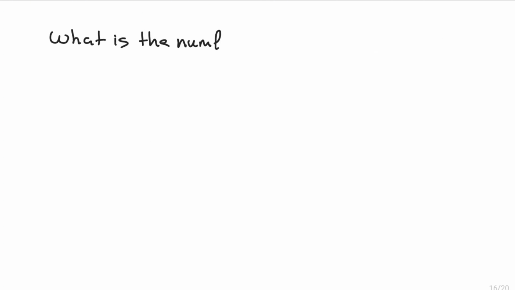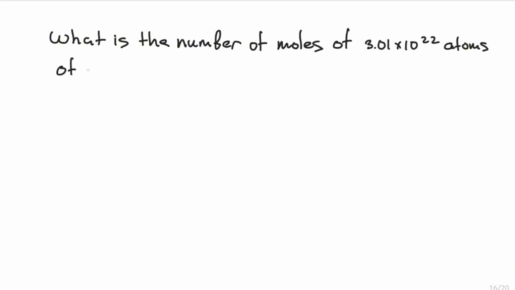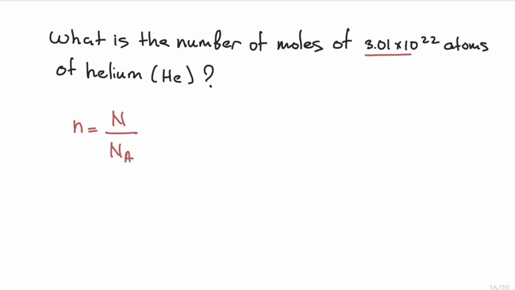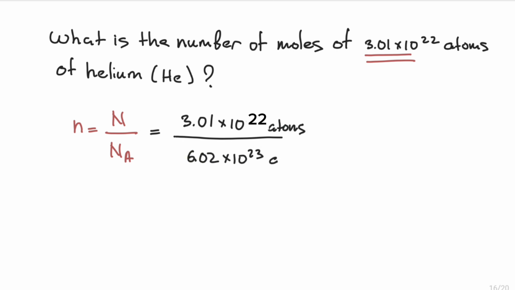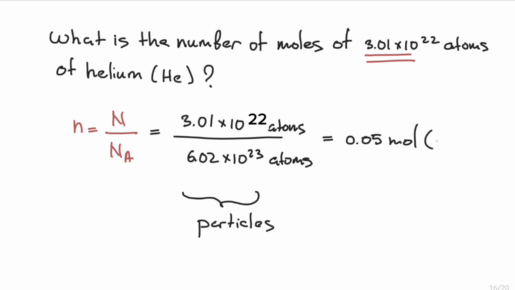Next question. What is the number of moles of 3.01 multiplied by 10 to the power 22 atoms of helium? So here you will apply the second formula, mole equals number of particles divided by Avogadro number. In the question you are provided with the number of atoms, so this number of atoms divided by 6.02 multiplied by 10 to the power of 23 atoms. Particles and atoms here are the same thing, so you can cancel units. And the answer will be 0.05 mole of helium.